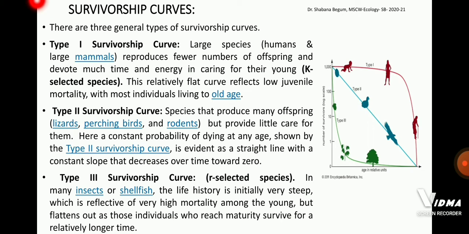The third type of survivorship curve is a concave curve. This type of curve is exhibited by those animals in which the mortality rate is very high in early life. For example, in case of oyster and other invertebrates, fishes, etc. You can also say that these give information about the r-selected, that is small r selected species. In many insects or shellfishes, the life history is initially very steep, which is reflective of very high mortality among the young, but flattens out as those individuals who reach maturity survive for a relatively longer time.